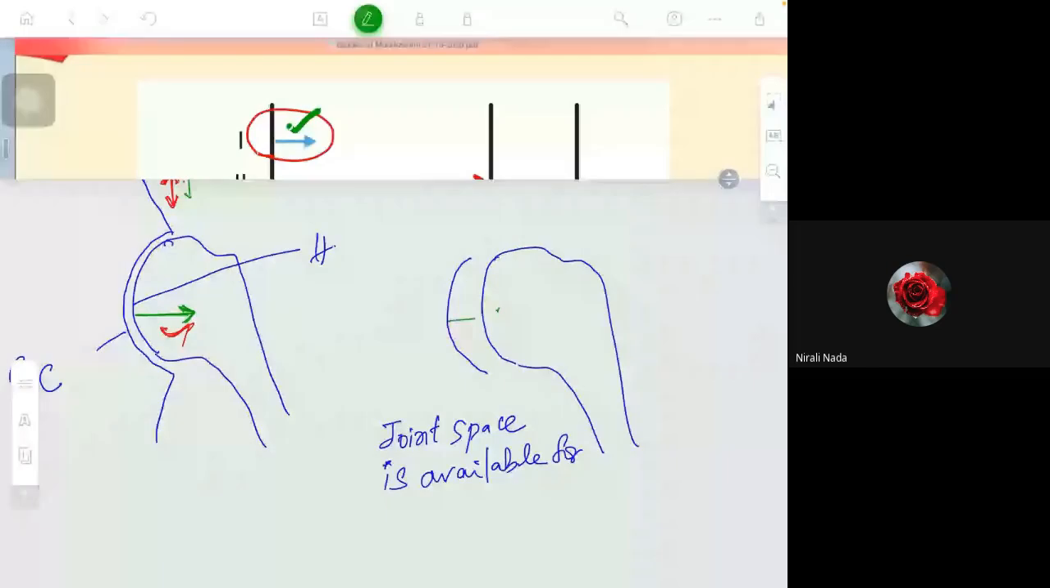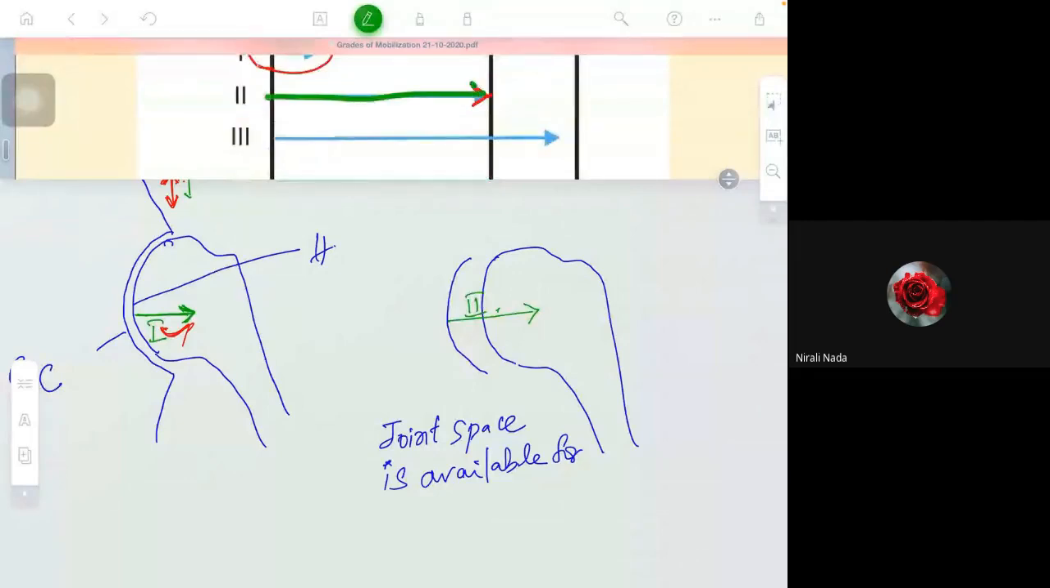This is grade 1. This is grade 2. See, you are giving distraction till you feel resistance. When you separate the joint, you will feel one stop. You will feel restriction. Further you cannot pull. That is called grade 2 distraction or enough distraction. Clear? So now this grade is used for what? Grade 1 is used with all mobilization.